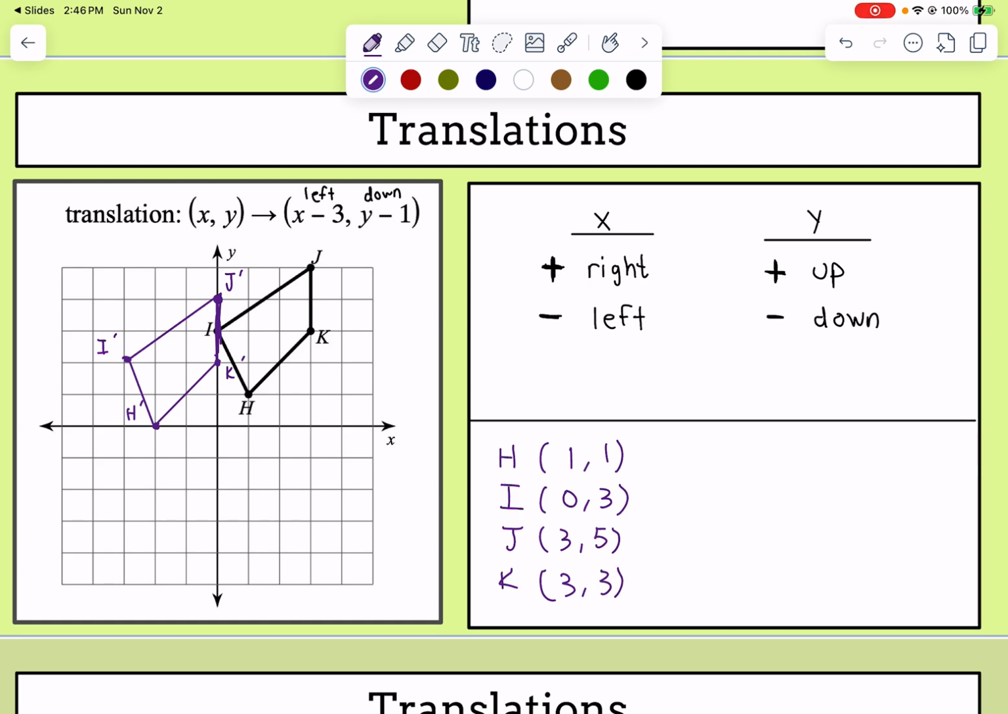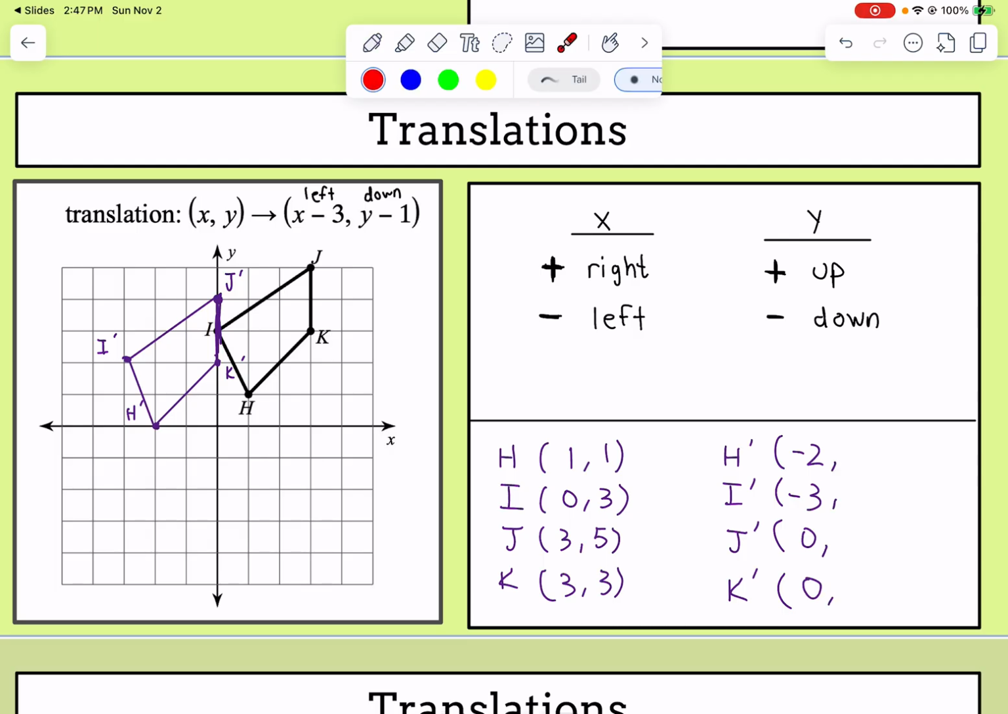Now, I can find each of my new points algebraically also. So again, most people like the first method, but I'm showing you the second one as well. I know we're subtracting 3 from all of my x's. So if I subtract 3 from all of these numbers, I can write them over here. So 1 minus 3, negative 2. 0 minus 3, negative 3. 3 minus 3 is 0. 3 minus 3 is 0.